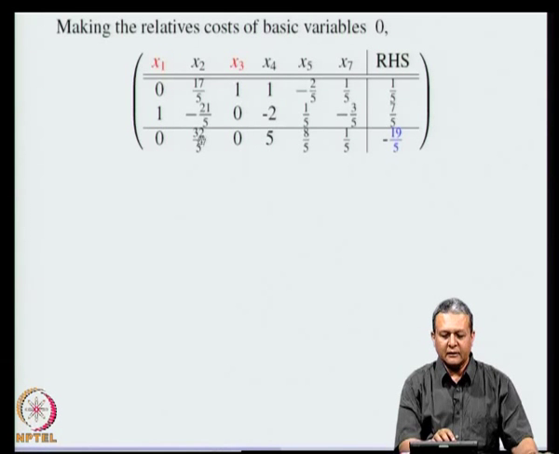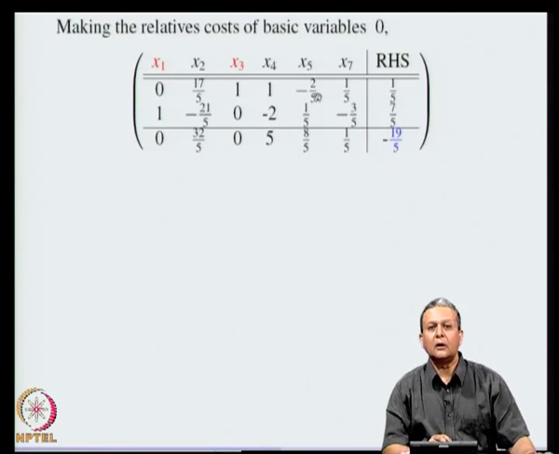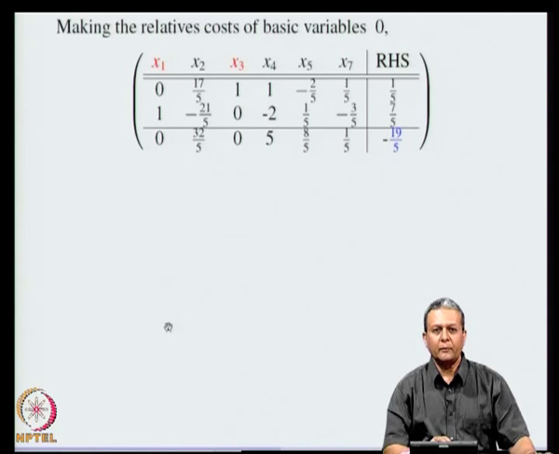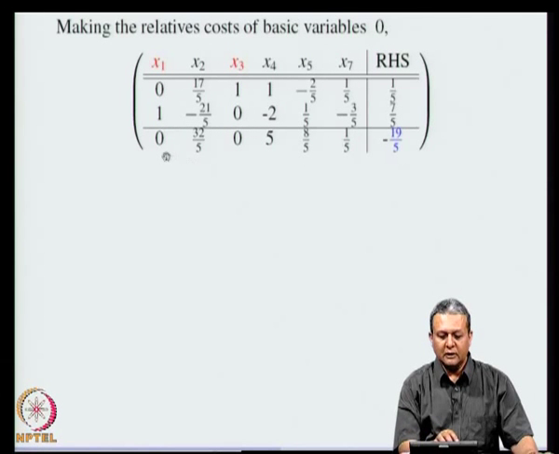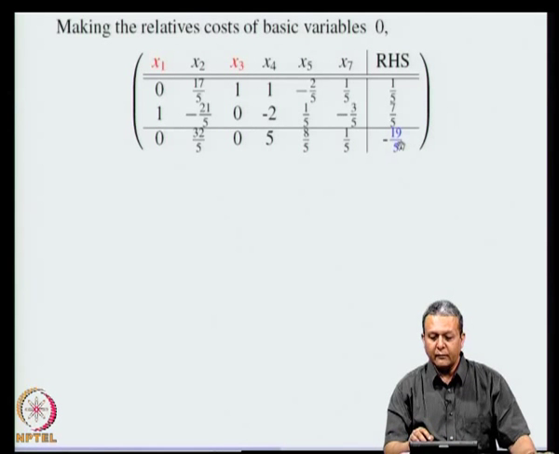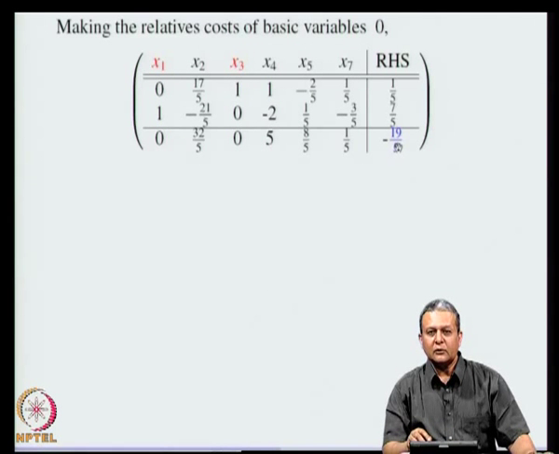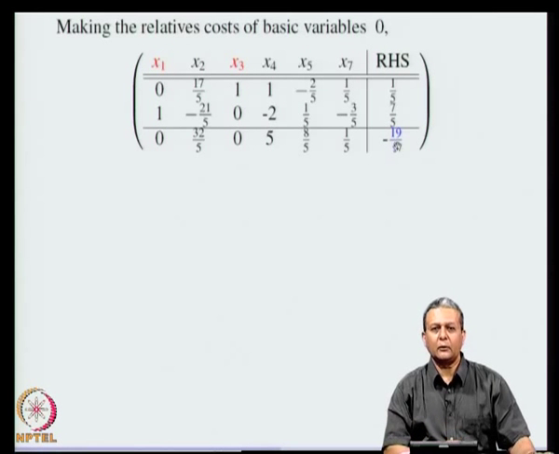Making the relative costs of the basic variables 0, what we get is the following: the relative costs of all the variables are non-negative, and in particular x3 equals 1 by 5 and x1 equals 7 by 5, while the relative costs of x2, x4, x5 and x7, which are non-basic variables, are in fact strictly positive. So, the current point is the optimal point for the original linear program, and the optimal objective function value is 19 by 5.